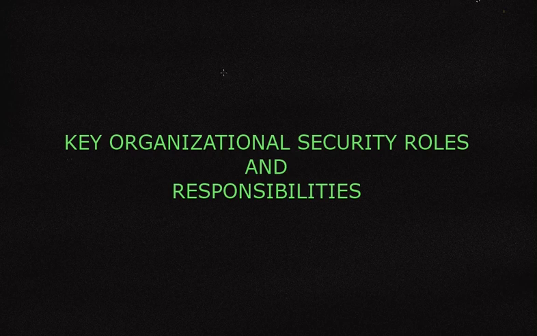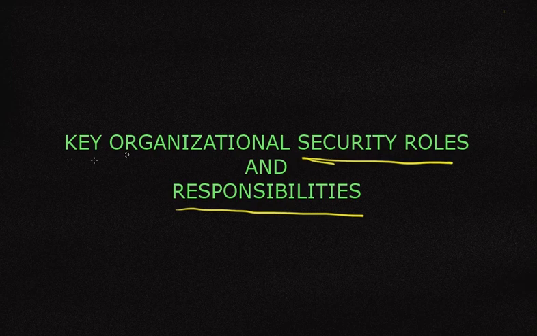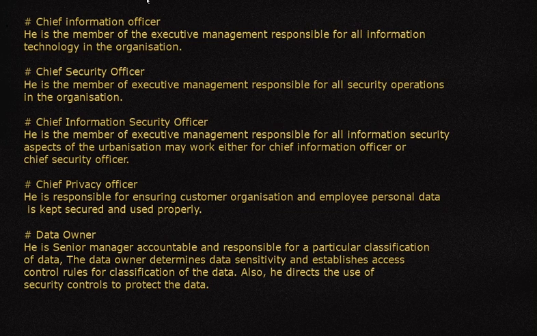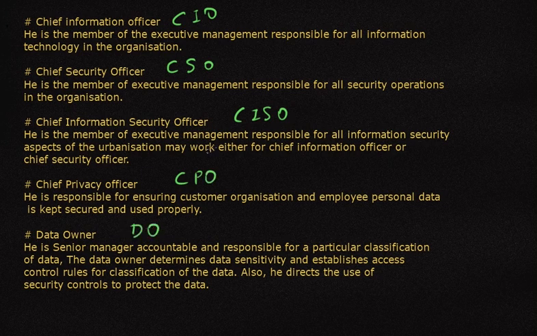Today we will be looking at key organizational security roles, and the responsibilities associated with those roles. So let's start. These are some of the security roles: Chief Information Officer, known by the short form CIO, Chief Security Officer, CSO, Chief Information Security Officer, Chief Privacy Officer, CPO, and Data Owner. We will go through each of these one by one.